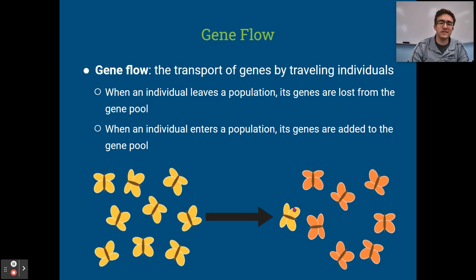But when it moves into this population of orange butterflies, this population has gained this individual's genetics, and the yellow butterfly's genes get added to this population's gene pool. So it's really immigration and emigration. Individuals entering and leaving a population are going to change the gene pool of that population. Gene flow is all that's saying.